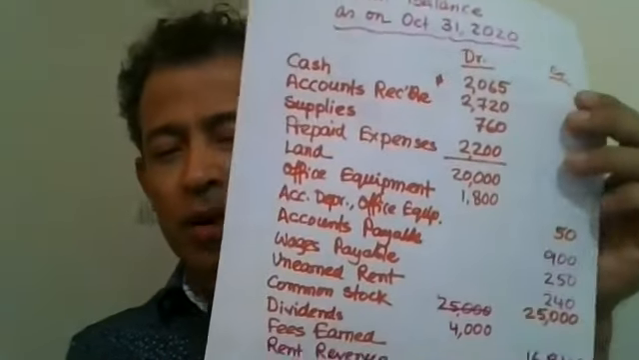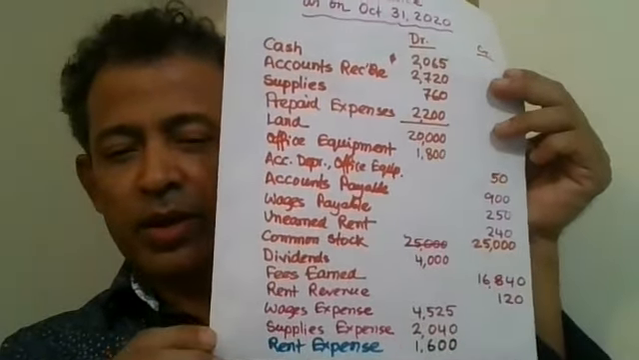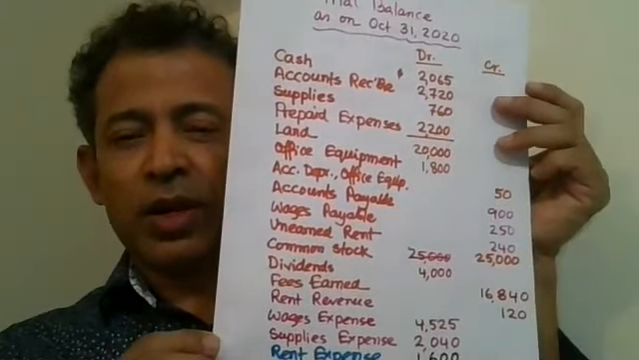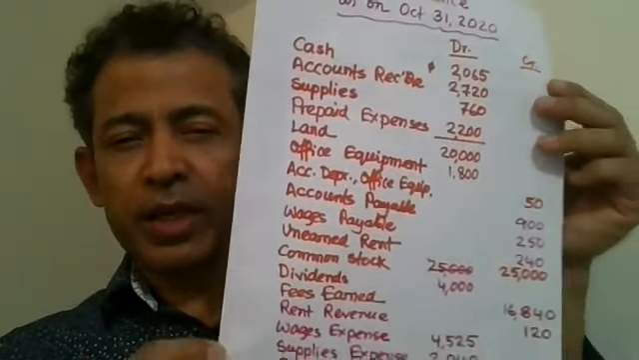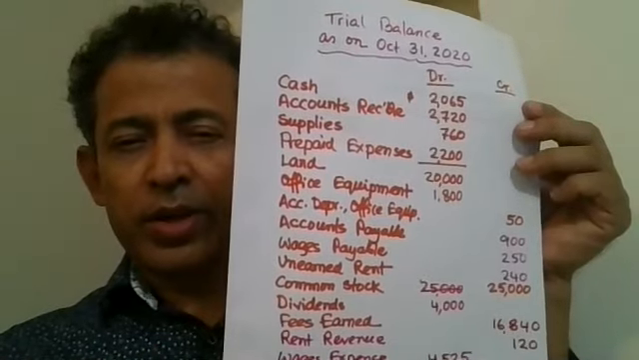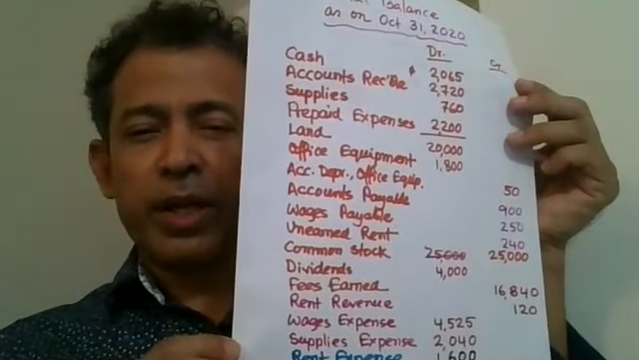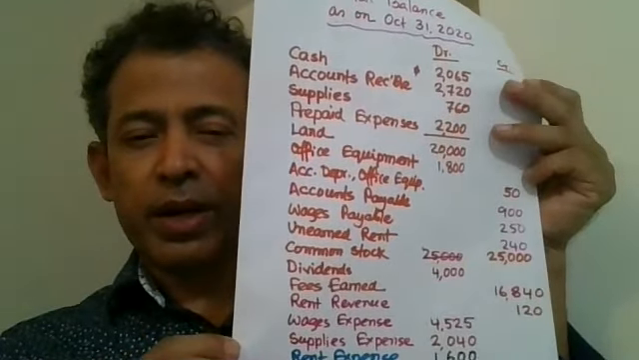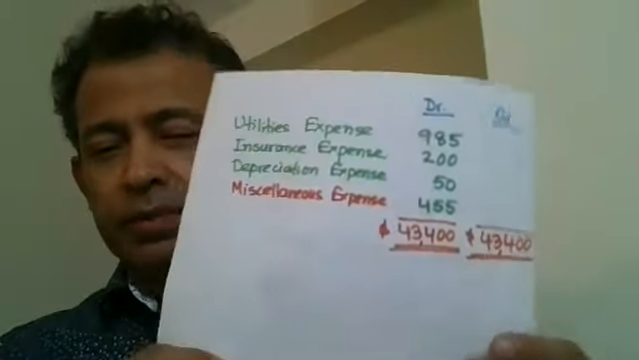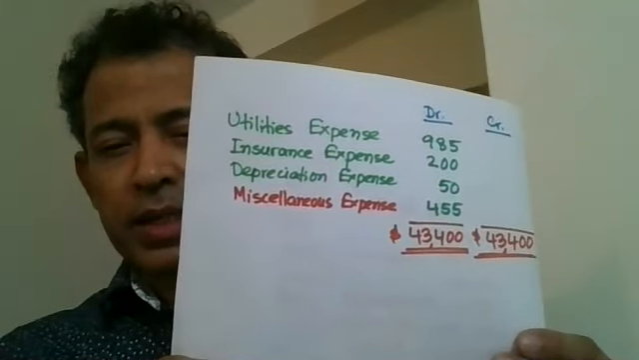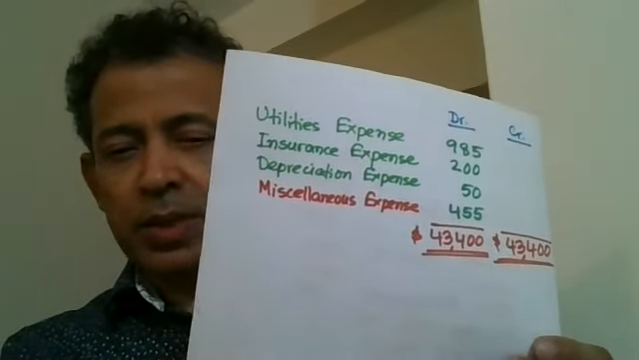So now we have an adjusted trial balance, and let's assume we do. This is a very small trial balance, small in the sense that it has only a few items. So you can see it's a trial balance as on October 31st, 2020. But the number of items is not too many. We have cash, accounts receivable, some current assets, some revenues, some expenses, and then some more here. Utilities expense, insurance expense, depreciation expense, and miscellaneous expense. So this is our trial balance.